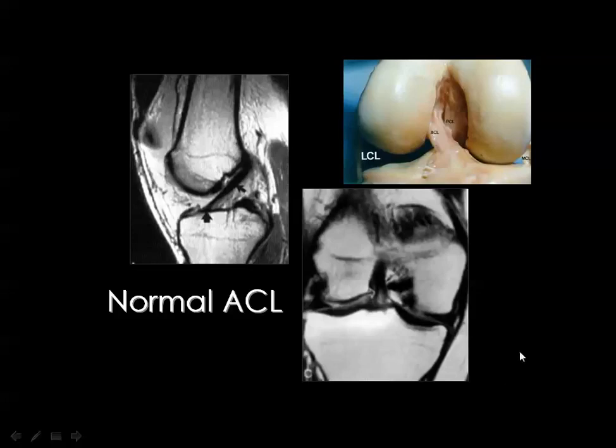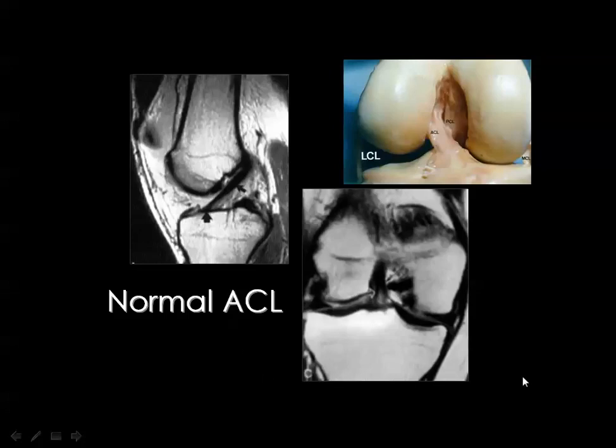You know that the anterior cruciate ligament is attached to the posterior aspect of the femur and extends to insert in the anterior aspect of the knee. The ligament should be stretched and should be parallel to the roof of the intercondylar notch. This is the roof of the intercondylar notch, and the ligament should be parallel to it.